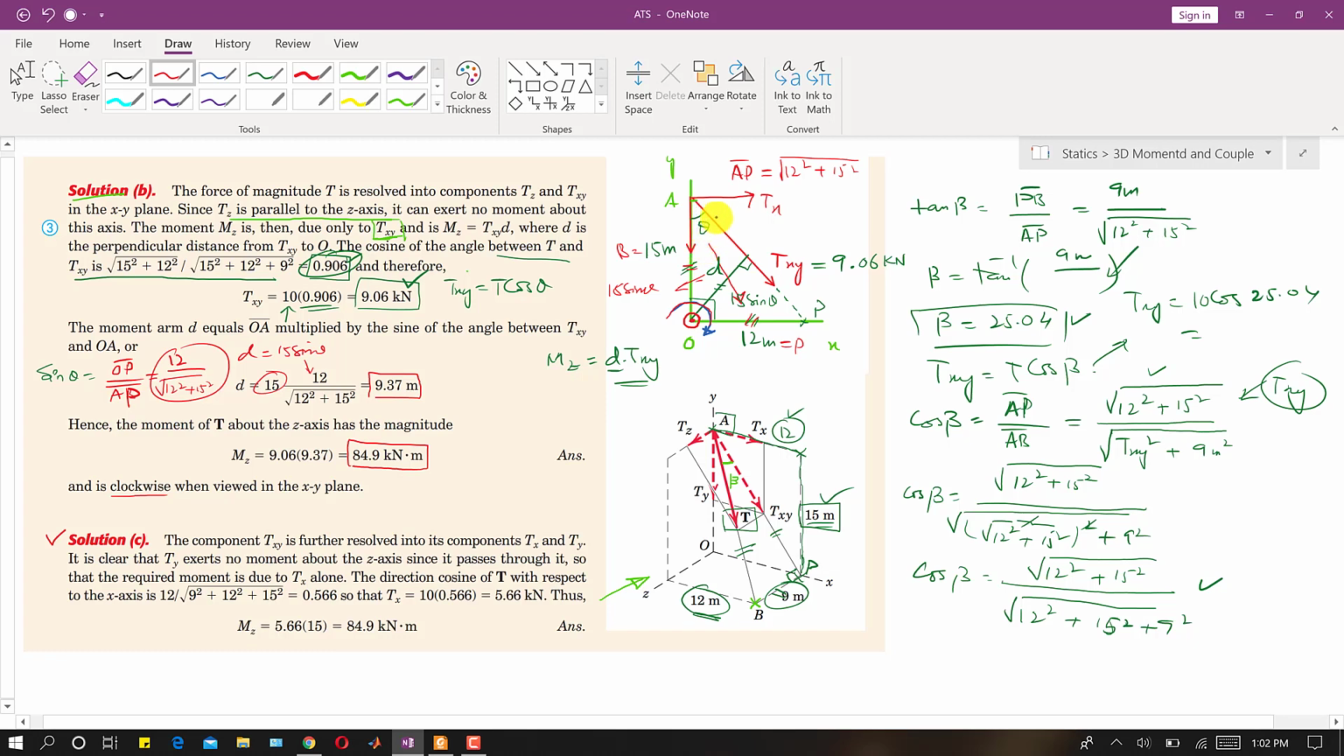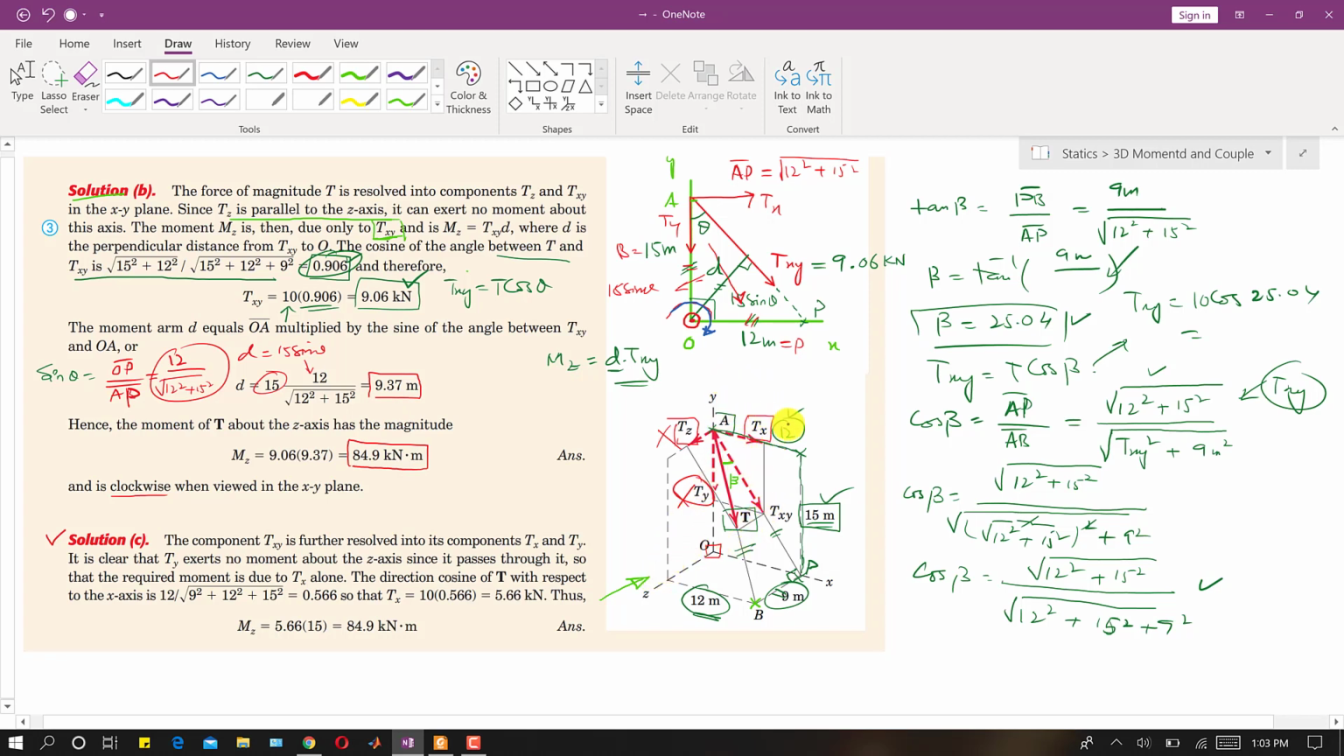Now as we can see, this ty component is passing through this point O, right? So it will not produce any moment about this z axis as well, right? As this ty is passing through this point O, it will never produce any moment about z. This tz is parallel to this z, we have already discussed this, so it will never produce any moment as well. So this is not producing any moment, this is not producing any moment. So only tx is producing the moment about this O, about z axis, right?